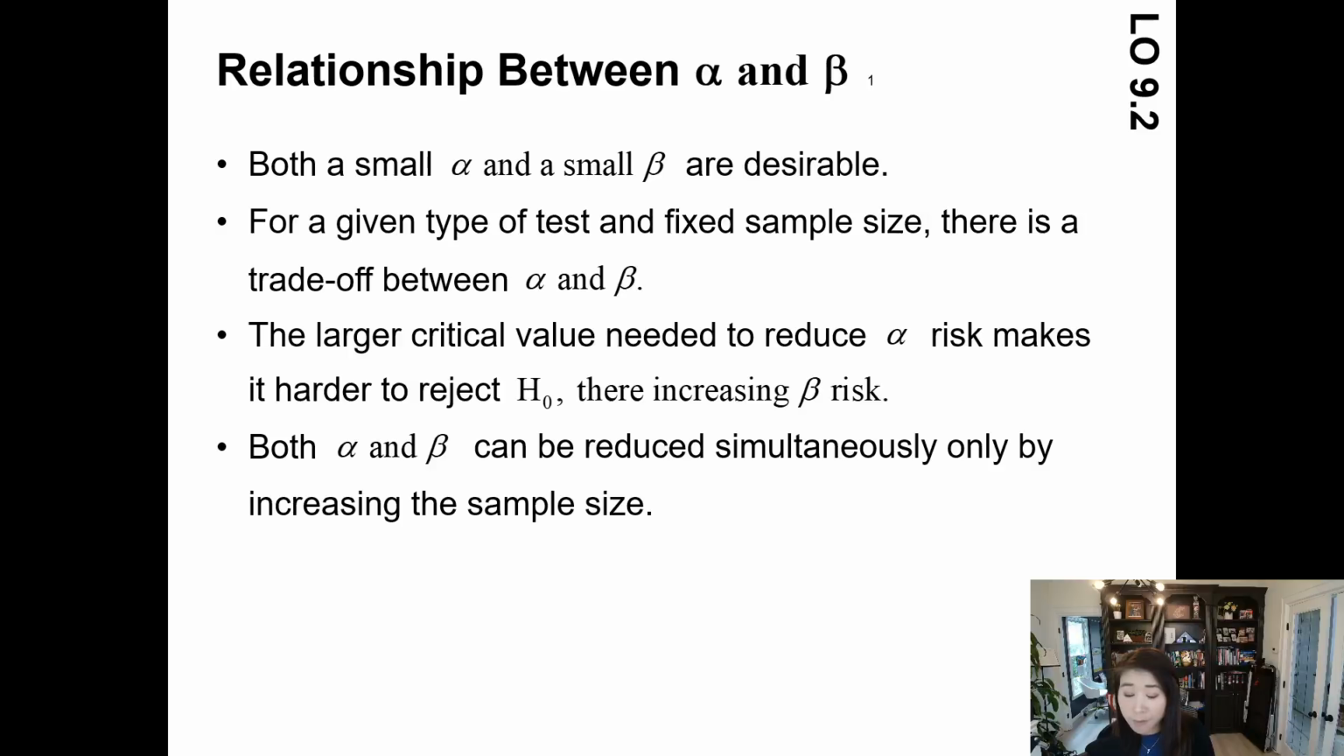So both alpha and beta can be reduced simultaneously only by increasing the sample size, increasing the power of the test. Okay, so I'll try to help you understand a little bit why, as you decrease the alpha, you will increase the beta.